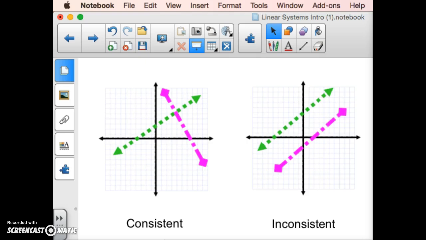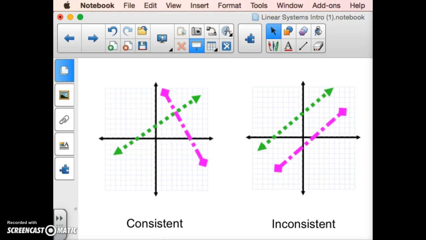Second type is a set of parallel lines. Since they do not share any common points, they do not cross, it is called an inconsistent system. And once again, as I said, there are no common points.